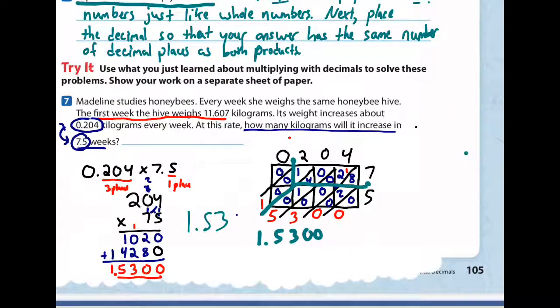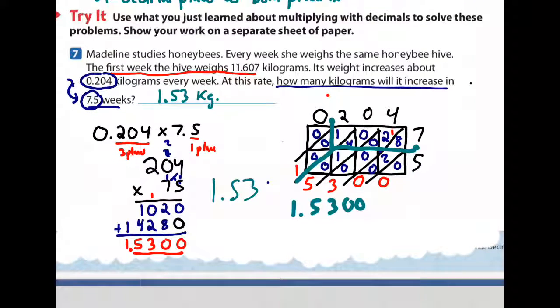So up here, at this rate, how many kilograms will it increase in 7.5 weeks? You would say 1.53 kilograms. All right, if you had that right, awesome, you're kicking butt. If you had it wrong, I want you to make sure you pause the video and make all corrections in your math problem. Don't just change the answer. All right, when you're ready, you just restart it and we'll move on to number 8.